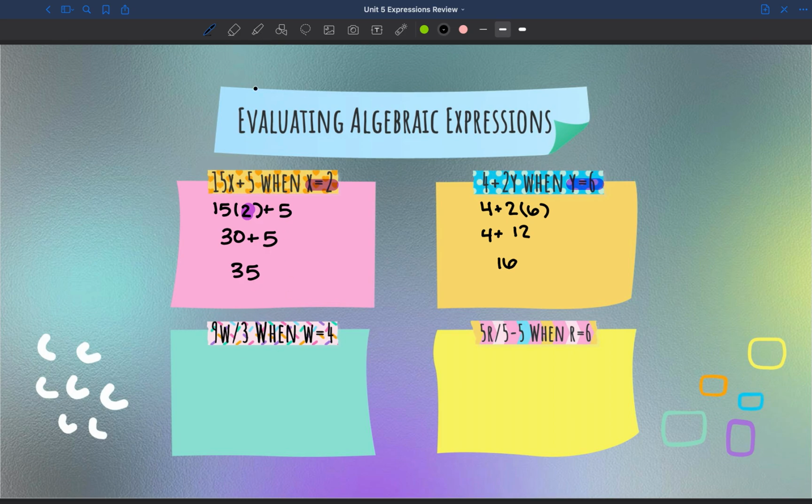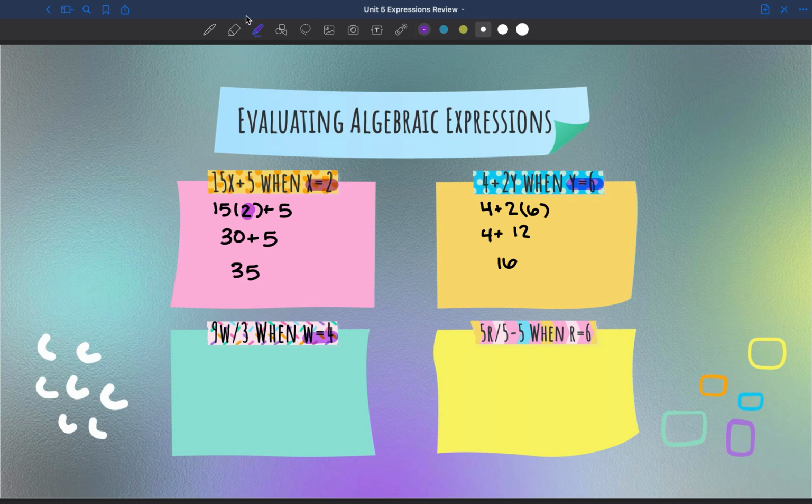Go ahead and try the third one right down here on your own. It says 9w divided by 3 when w equals 4. You now know the value of our variable. Go ahead and stop the video and try this on your own. We'll come back and see if we have the same answer.